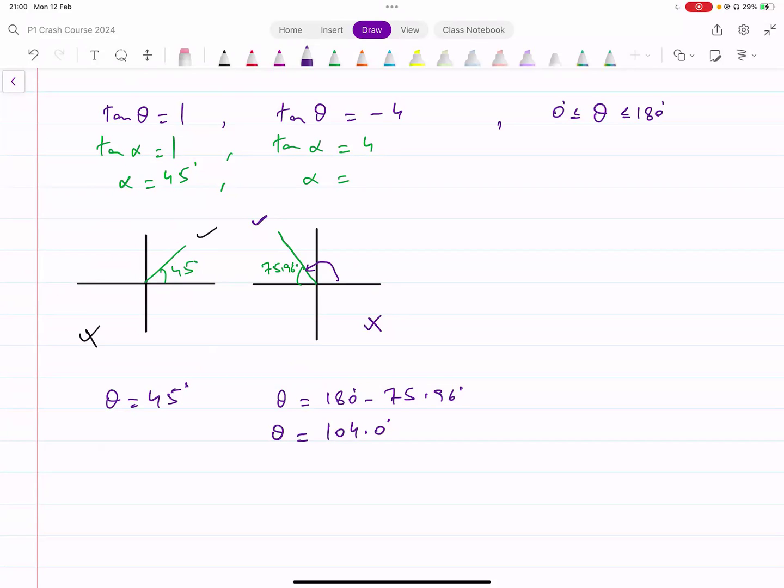Make sense? Any issues with this? No, sir.